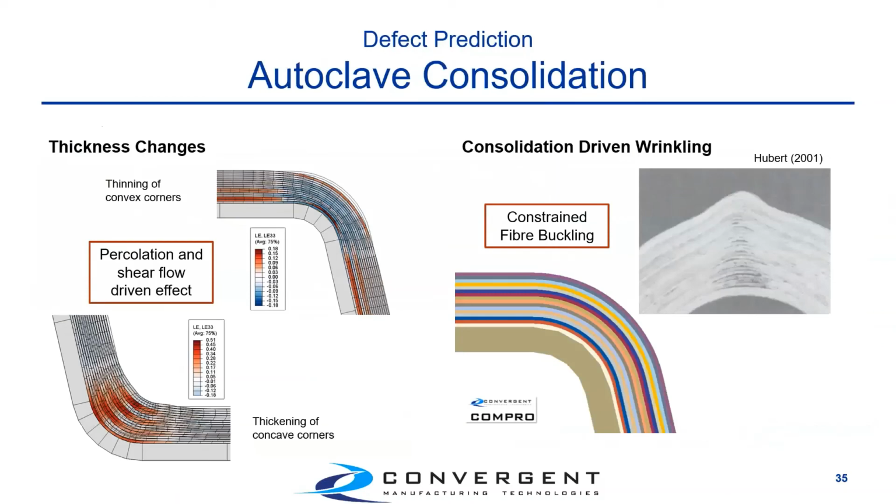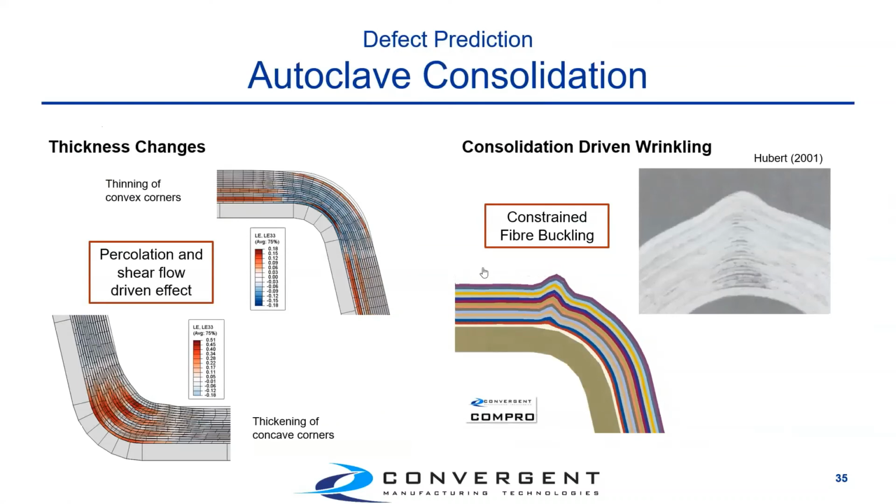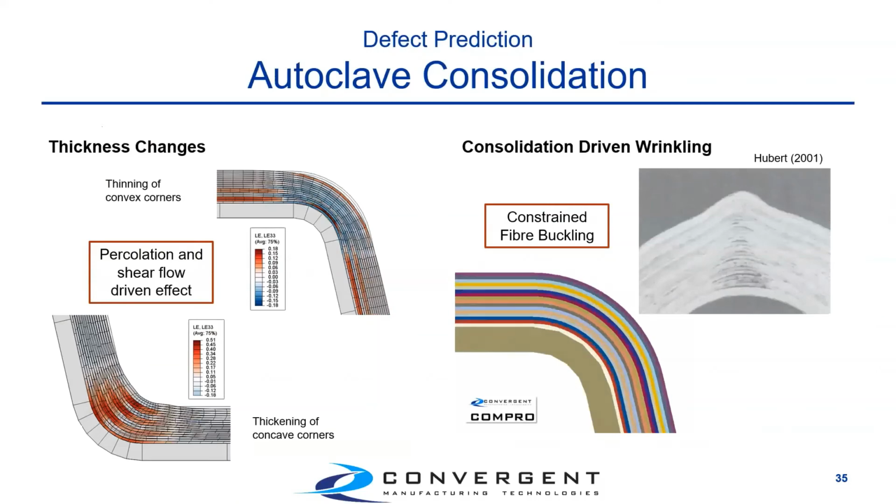Similar to forming, consolidation-driven wrinkles is another defect that happens in the pre-gelation regime. You see a corner consolidation simulation video that's happening right now. On the top surface of this corner, you have excess length. If it's not accommodated, if it's not released, it will turn into wrinkle formation, and COMPRO can be used to predict those. Other features that can be predicted are corner thickening and corner thinning that can happen due to the pressure gradient in the part at these different geometric features.